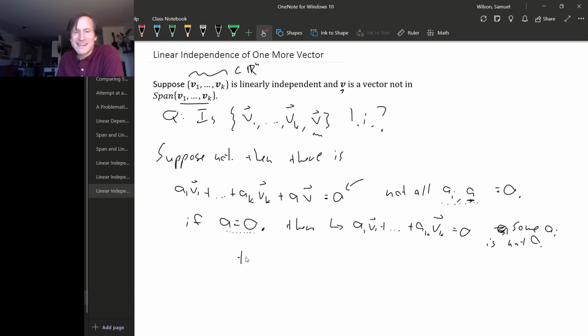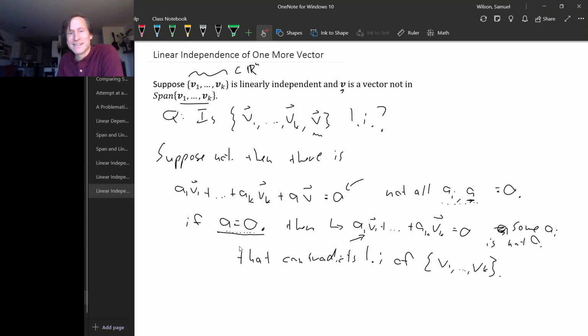But that contradicts the linear independence of the original collection, v1 through vk. We were assuming v1 through vk are linearly independent, and that means that a non-trivial dependence relation can't exist. So it actually can't be the case that little a is 0. So this actually isn't a possibility. So it must be that little a isn't 0.